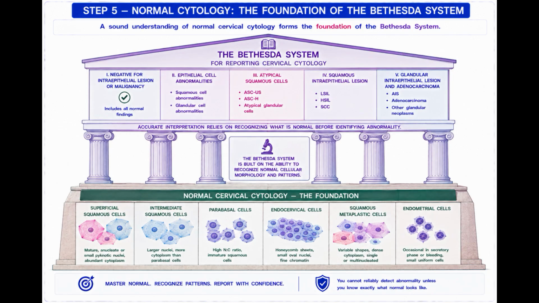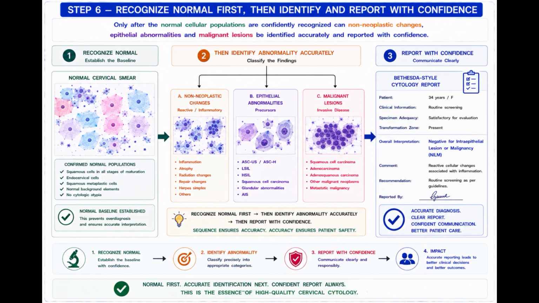A sound understanding of normal cervical cytology forms the foundation of the Bethesda System. Only after the normal cellular populations are confidently recognized can non-neoplastic changes, epithelial abnormalities, and malignant lesions be identified accurately and reported with confidence.